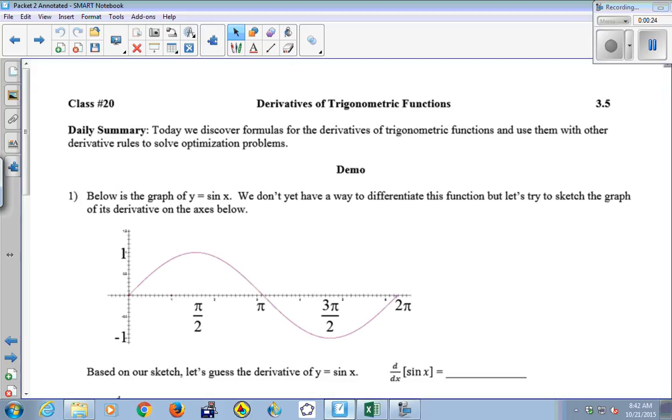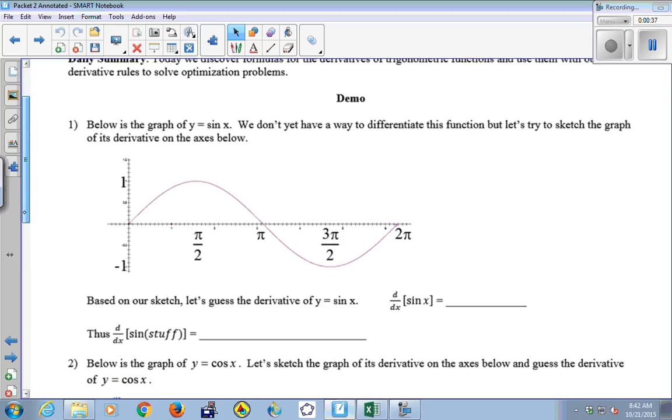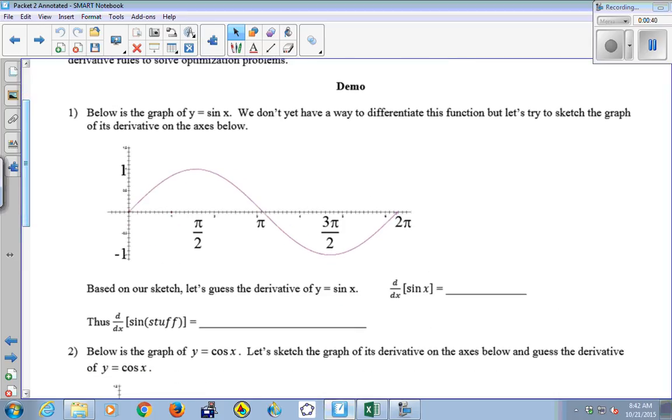All right, so today we're going to discover formulas for the derivatives of trig functions and use them with other derivative rules to solve optimization problems. All right, so here I've got the graph of the sine of x. You should all recognize it from the day we reviewed our trig functions. So we don't yet have a way to differentiate the sine of x. We know that its derivative is cosine x because I've told you, but we're going to look at a graphical reasoning of why.